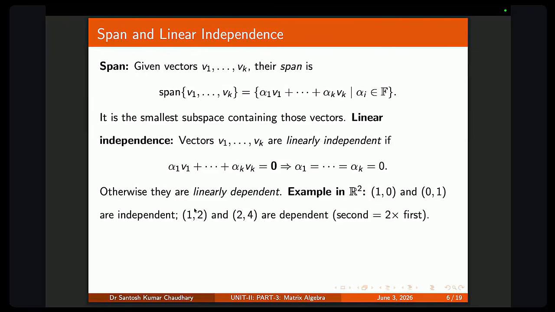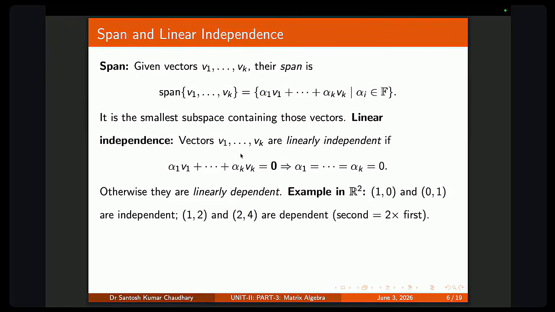And the other example, if you take V1 as (1, 2) and V2 as (2, 4), they are dependent vectors. You can simply see they are multiples. So multiple vectors are actually dependent always. So (1, 2) if you multiply by 2, you will have (2, 4). So they are actually dependent vectors.